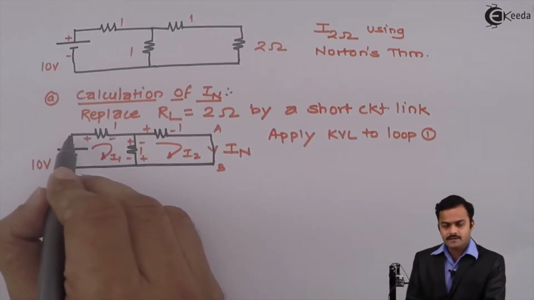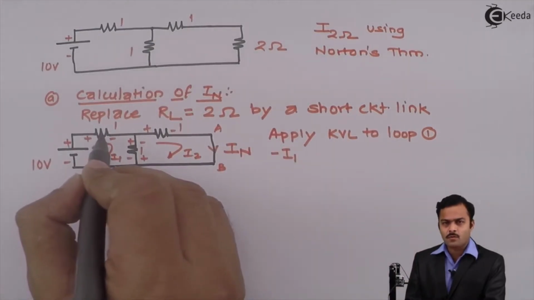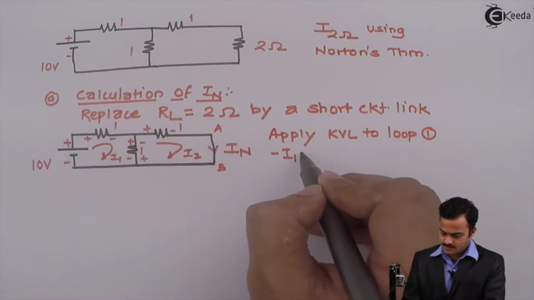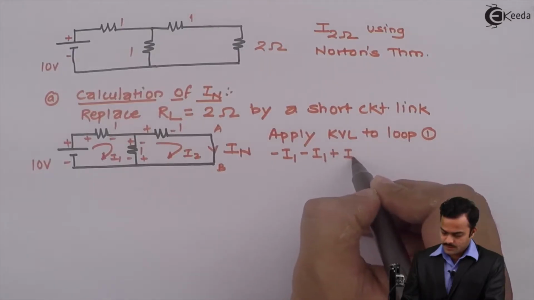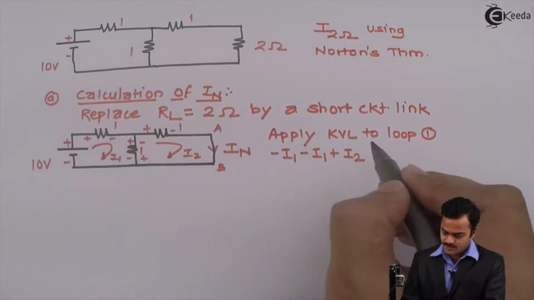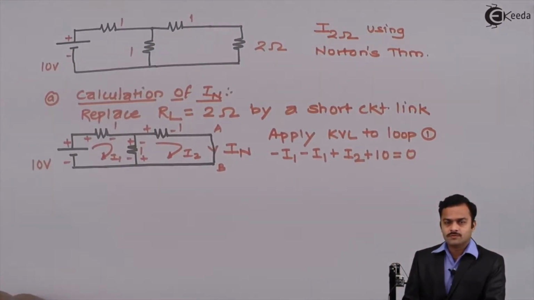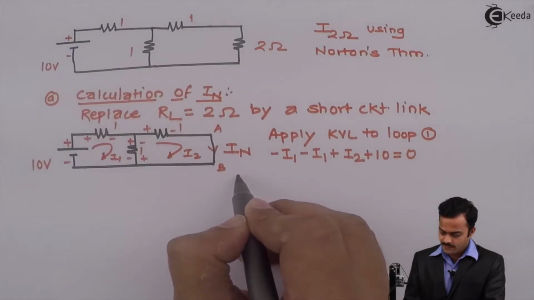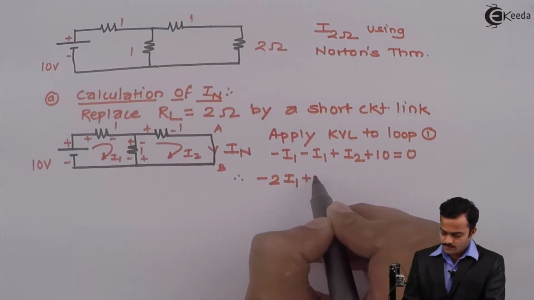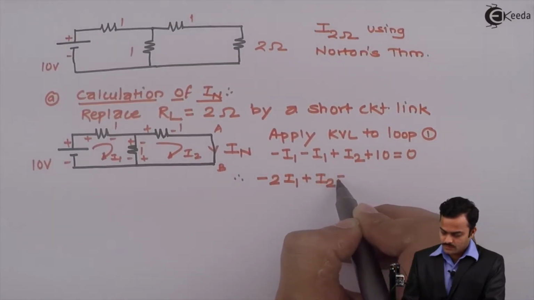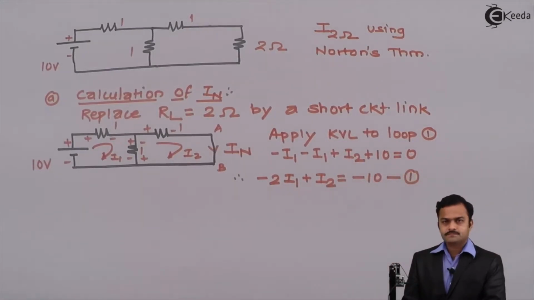So I will start from this point, plus minus, so minus I1 because the resistance is 1 ohm, plus minus, minus I1, minus plus, plus I2, and minus plus, which is 10, plus 10 equal to 0. So if I rearrange the terms, I will get minus 2I1 plus I2 equal to minus 10, equation number 1.